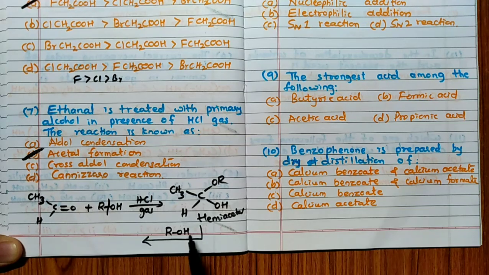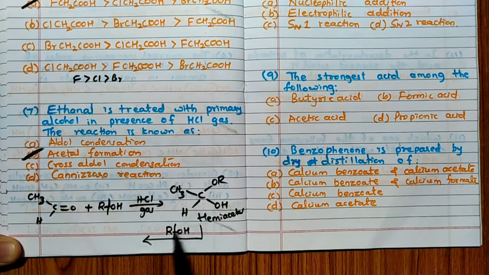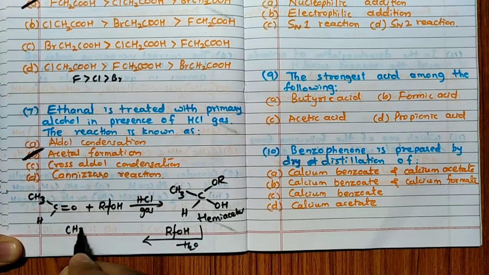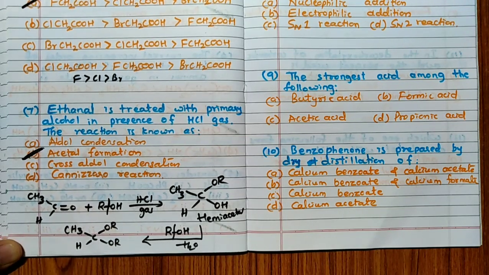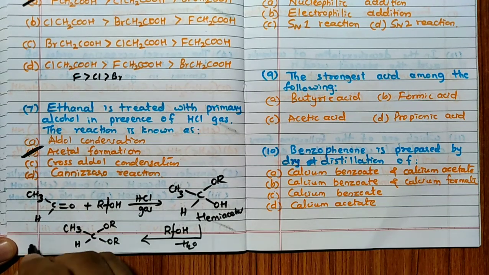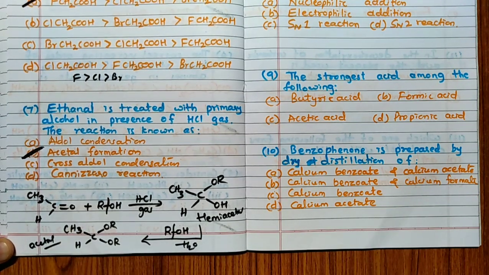Now this time what happens is a water molecule is removed. Here H and OH, minus water molecule, then you are going to get acetal. The structure is like this, CH3CH(OR)2. Here also it will form OR, that is hemiacetal converted into acetal, hence it is called acetal formation. So the answer for this question is B.